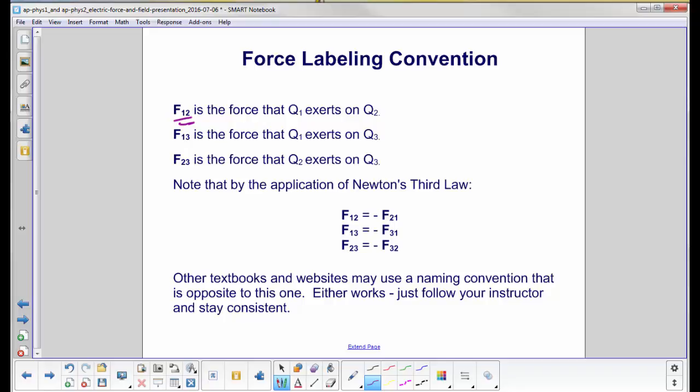By application of Newton's third law, the force that charge 1 exerts on charge 2 is the negative of the force that charge 2 exerts on charge 1. Their magnitude is the same, they're just in the opposite direction. And here are the other two types. You may see other textbooks and websites that use a naming convention that is opposite this one. For example, F12 would be the force that 2 exerts on 1. Well, we're not going to use that convention, we'll use this one. Either one works, just follow your instructor and stay consistent.